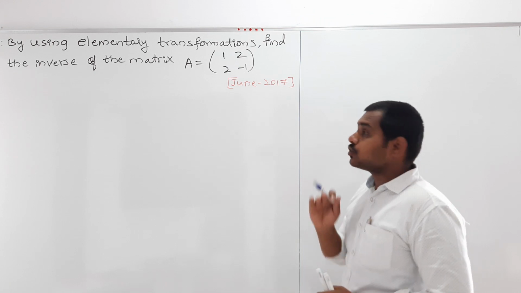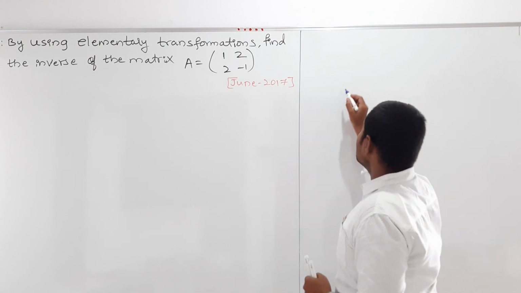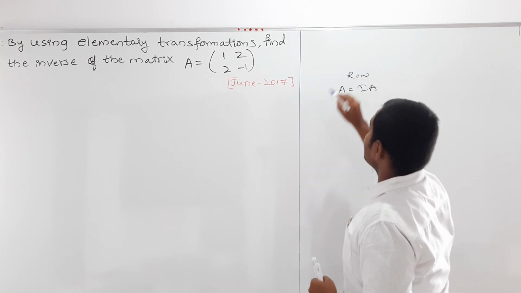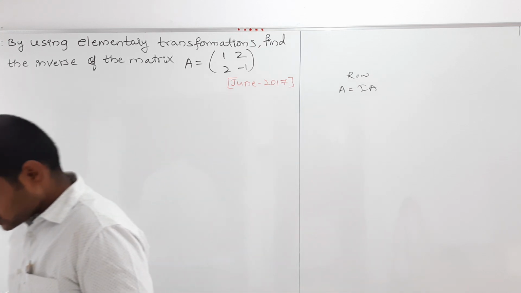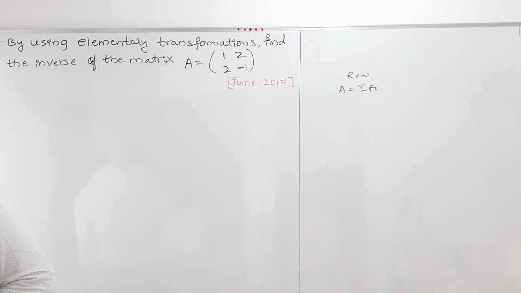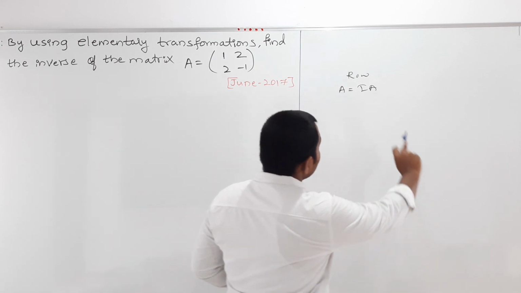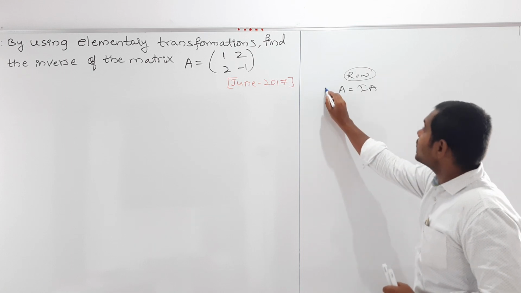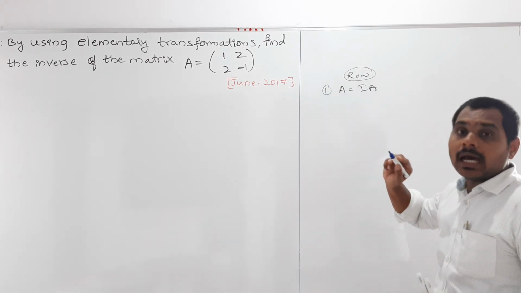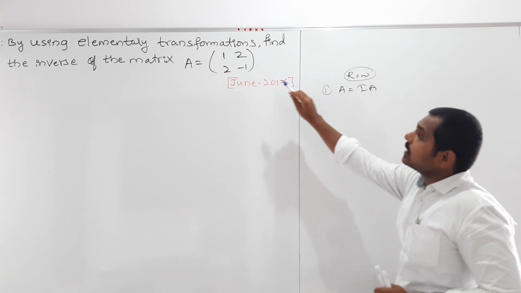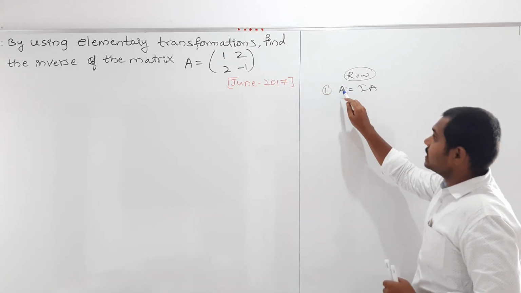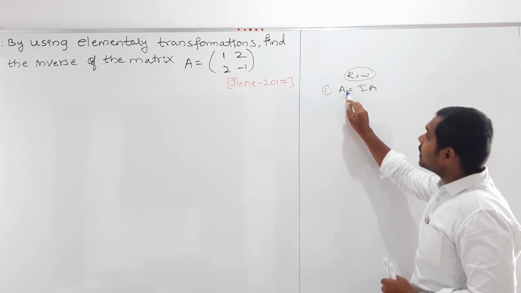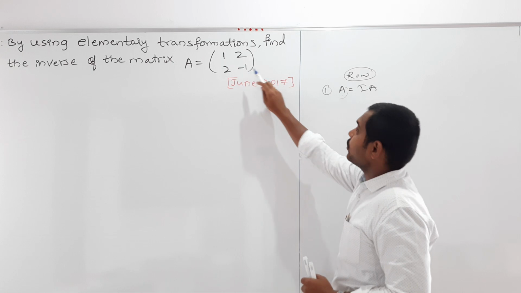You should decide that. After deciding, if you are applying the row operations, first you should write A is equals to I into A. If you want to apply the row operation, the first step is you should write A is equals to I into A, and here you should put the matrix A, whatever matrix they have given to you.